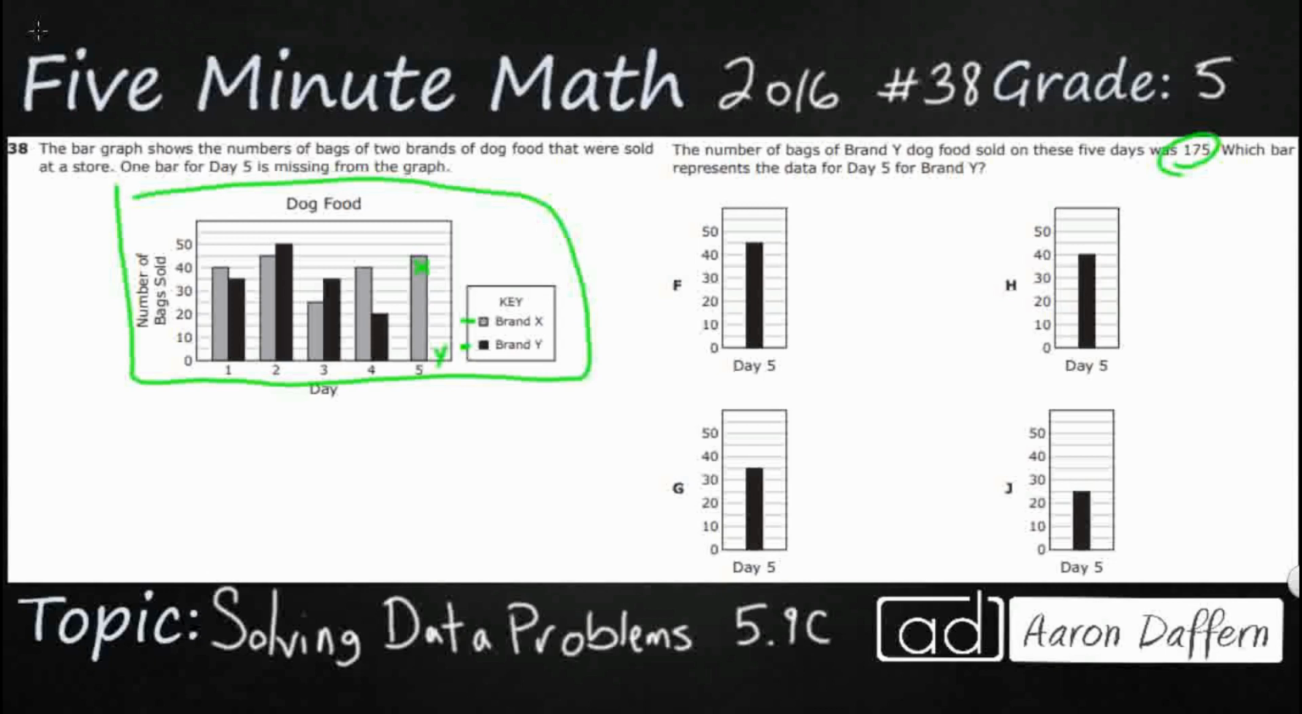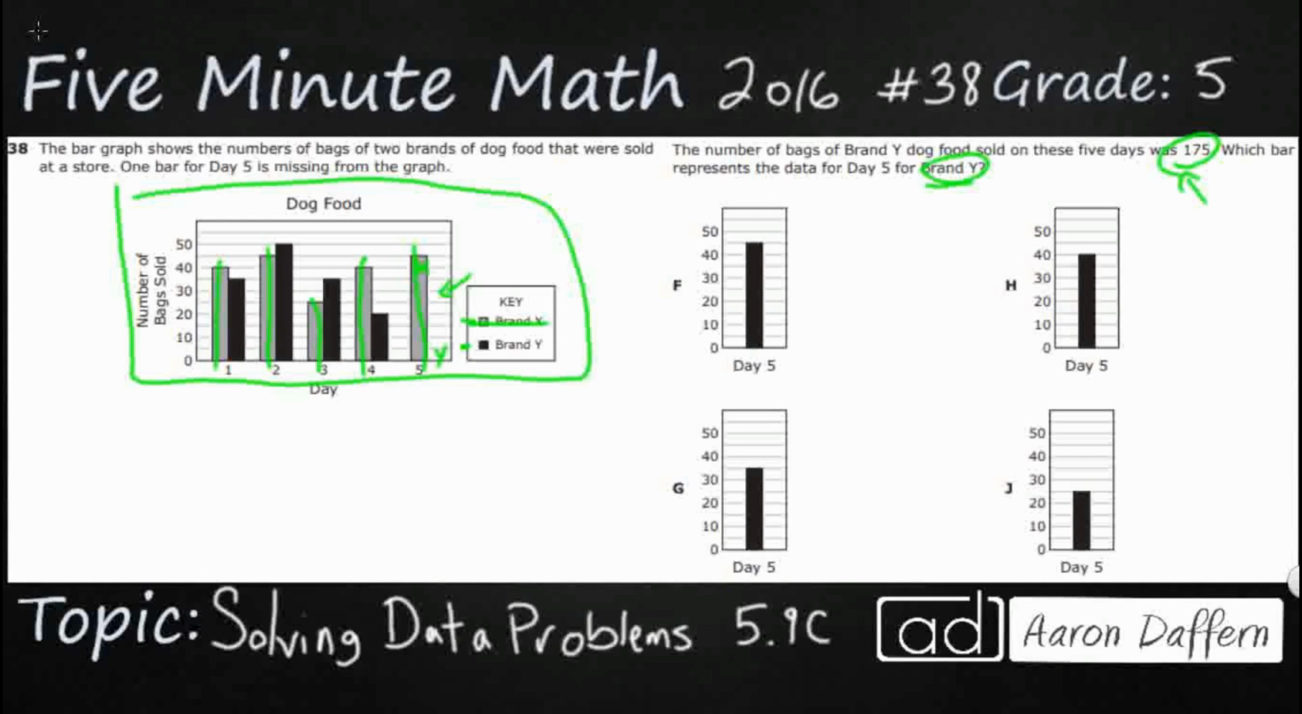So it's going to be kind of weird, but we need to take one of these bars right here, and just transplant it into this section right here. And the only clue we get is that the number of bags of brand Y here is going to be 175 for all 5 of these days. We've got 5 days here. So really, this whole question is about brand Y. So we don't need this brand X. I'm just going to put a line through each of these. Extra information, we don't need it. We're looking for brand Y.